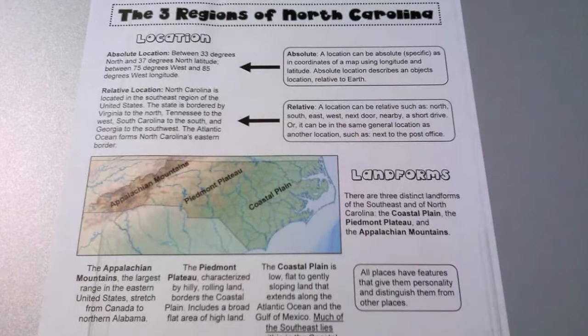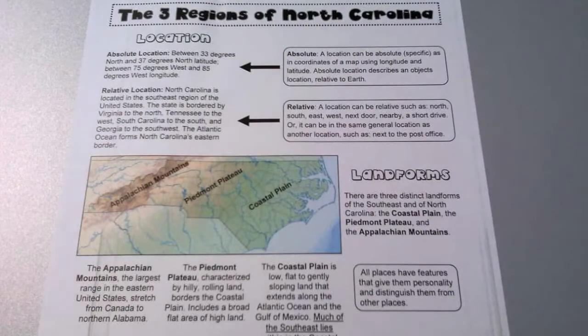We've done this earlier in the year, but as a quick reminder, absolute location is the specific coordinates of a map using longitude and latitude. Absolute location describes objects' location relative to Earth.